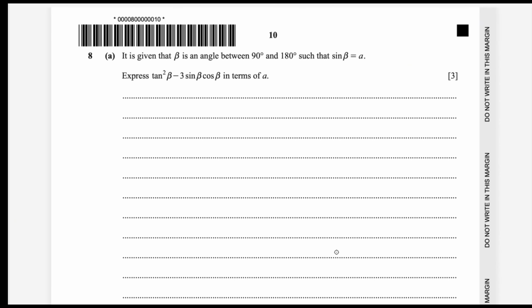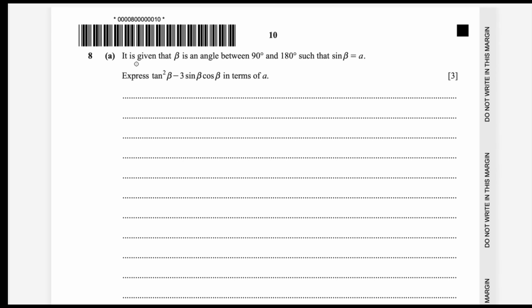Now I'm going to answer question number 8 from the Cambridge International A-Level exam for Pure Math 1. This exam was taken in the October-November session, year 2024. Paper reference code is 9709/11.